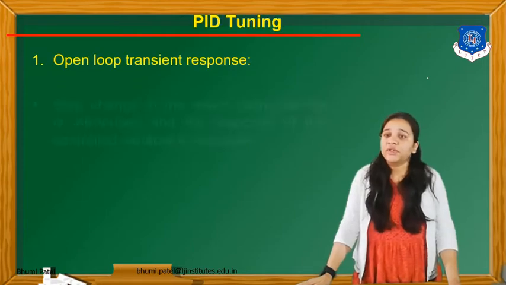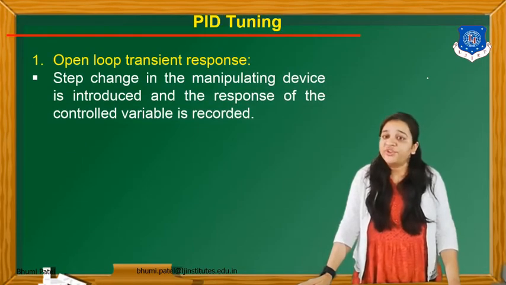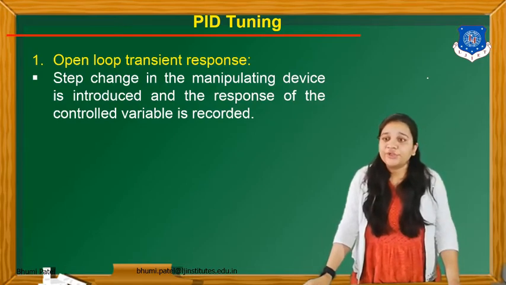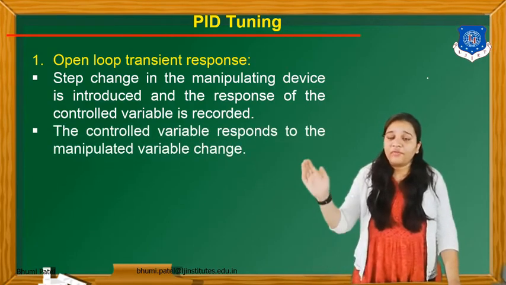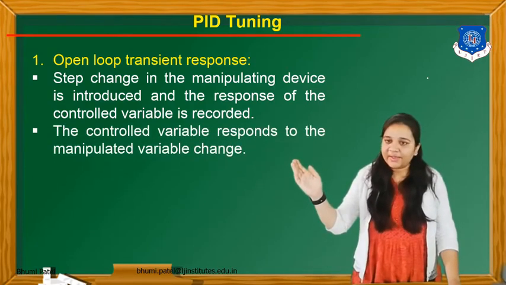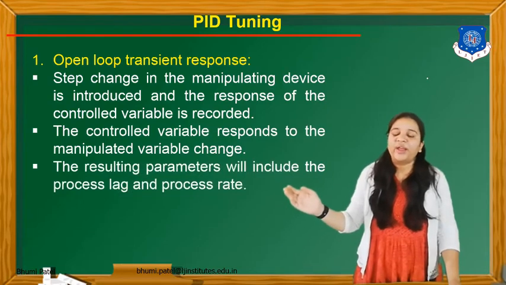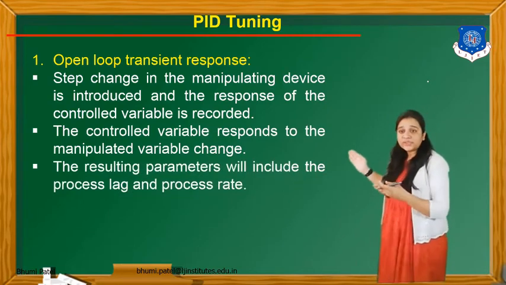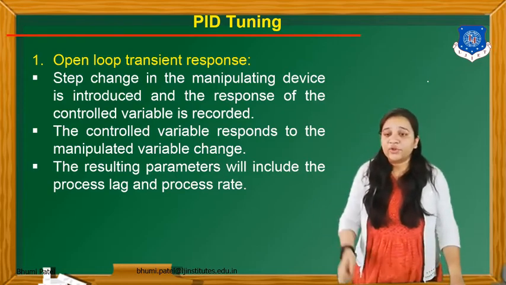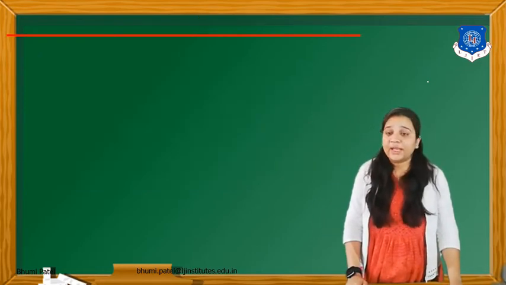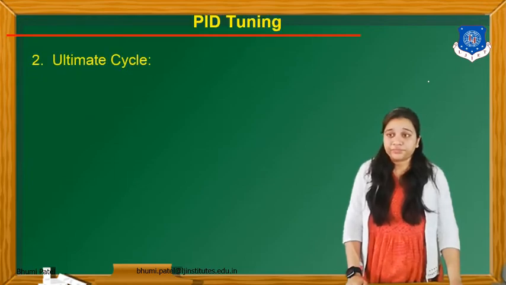Now the next one is that a step change in the manipulating device is introduced, and the response of the control variable, we have to record it. Now the control variable responds to the manipulated variable change, and the resulting parameters will include the process lag and the process rate. Already you have to study what is the process lag and the process rate in the PID tuning.